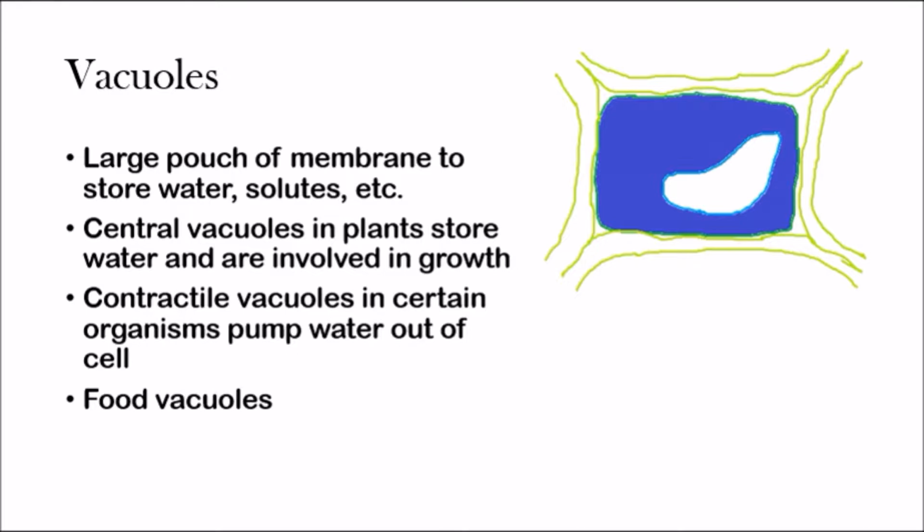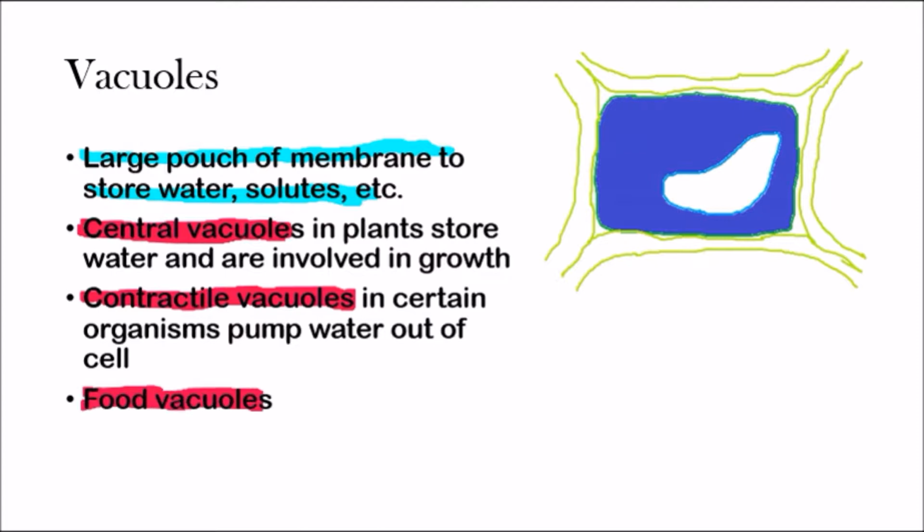Vacuoles are basically large pouches of membranes, which essentially just store things like salt, water, solutes, things like that. You can think of them as the storage places for a cell. There are actually three types of vacuoles: central vacuoles, contractile vacuoles, and food vacuoles.